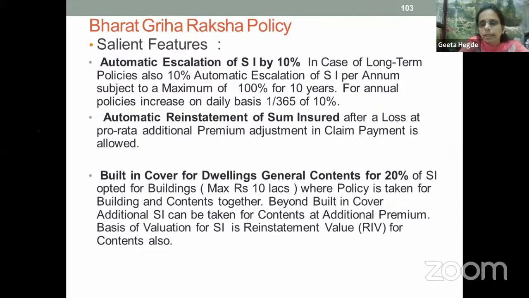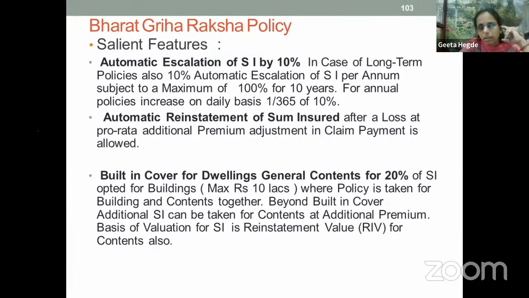Inbuilt cover for dwelling, general contents: 20% is opted for buildings where the policy is taken for building and contents together. There is an option of only building and contents cover. When you opt for building and contents cover but don't specify any sum insured for contents, you get an automatic cover up to 20% of the sum insured of the building, however, maximum 10 lakhs.